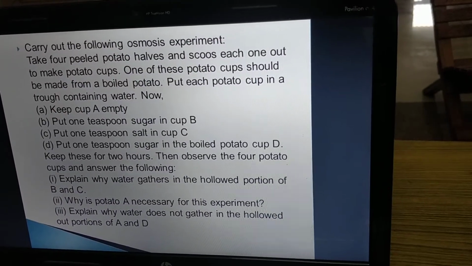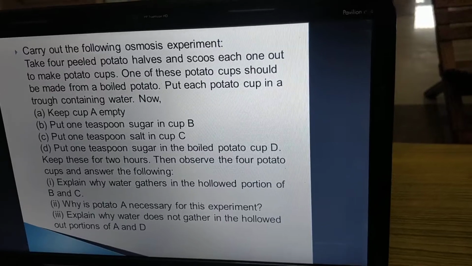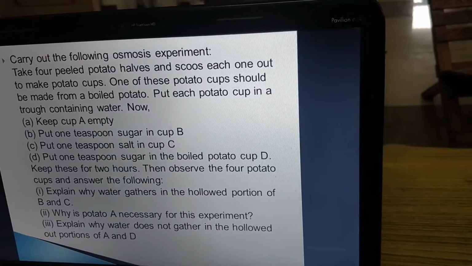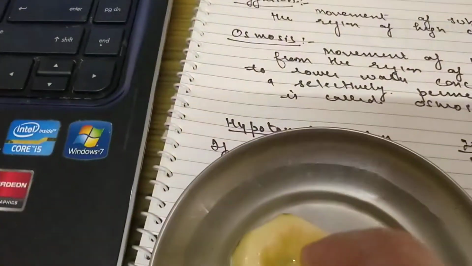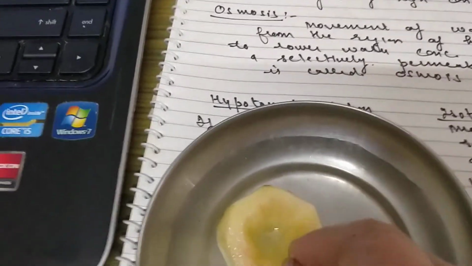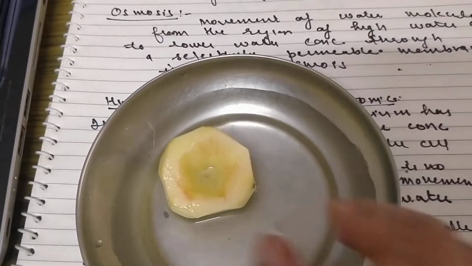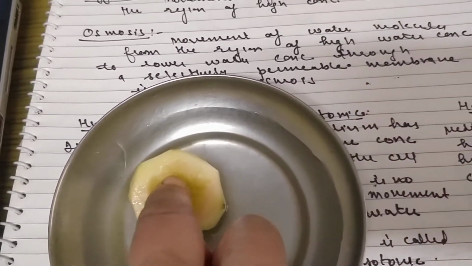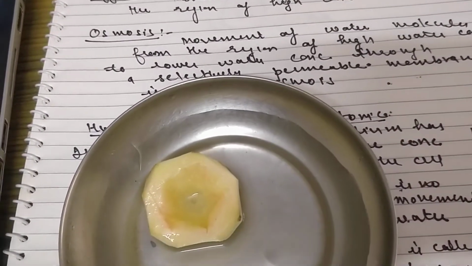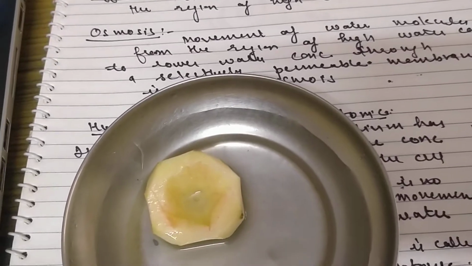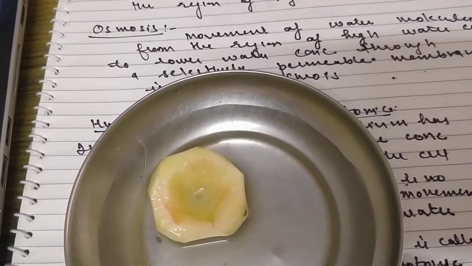This you can easily do at home. In this cavity, you add a small amount of sugar or salt. Then keep this for 2 hours. You will see that water comes inside the cavity. You have not poured any water, but water comes inside the cavity.